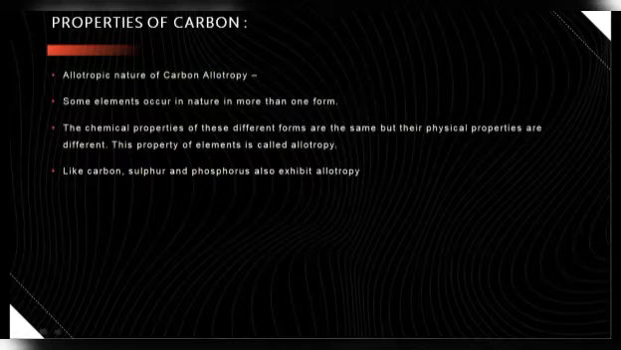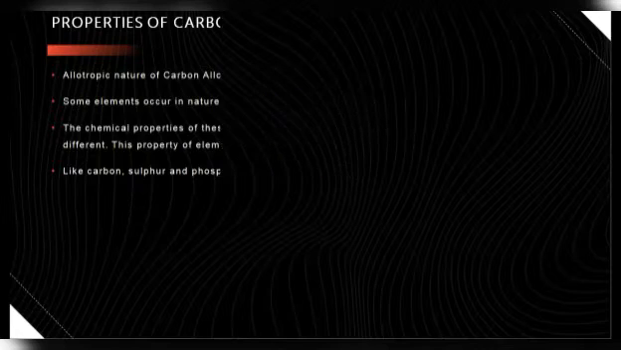The most significant property of carbon is the allotropic nature. Some elements occur in nature in more than one form. The chemical properties of these different forms are the same, but their physical properties are different. This property of elements is called allotropy. Like carbon, sulfur and phosphorus also exhibit this kind of property, that is allotropy.